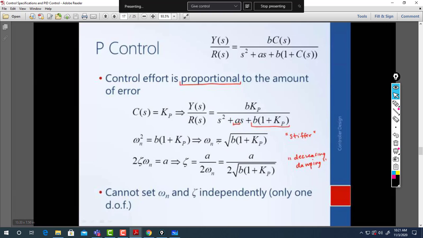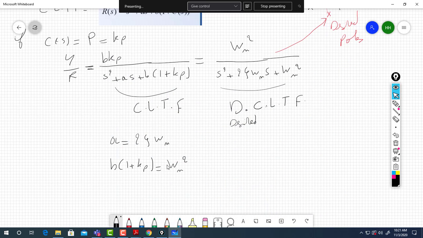Okay, then you can find omega n. Actually it's the same, right? Omega n equals this, then you can find your Kp. You can find your Kp.